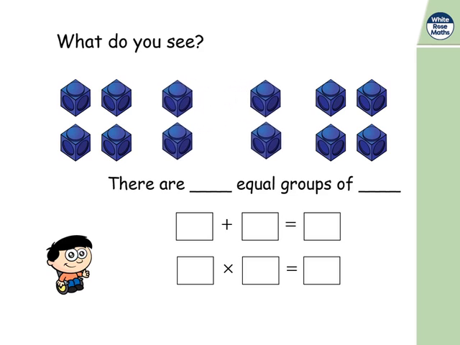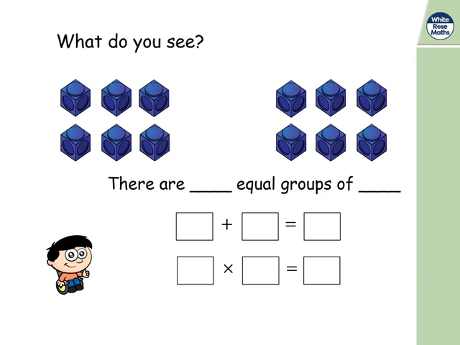What about this time? What do we see now? Pause the video to have a go. That's right, we've got 2 equal groups this time. 2 equal groups of 6. So our addition calculation will be 6 plus 6. And we already know there are 12 cubes altogether. So what about our multiplication? That's right, 2 times 6 is equal to 12.